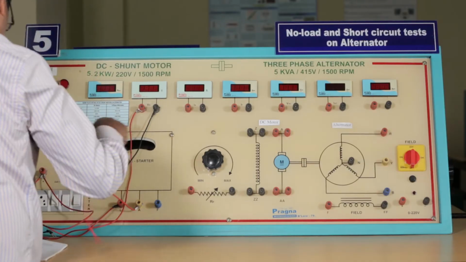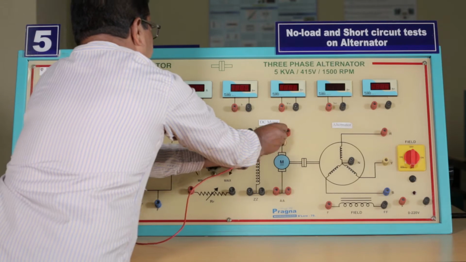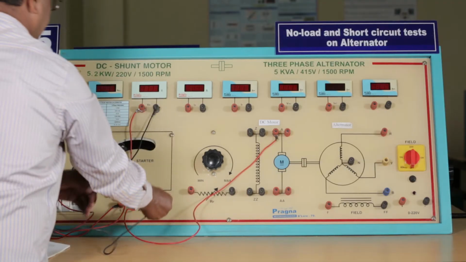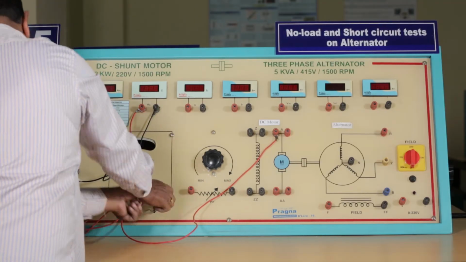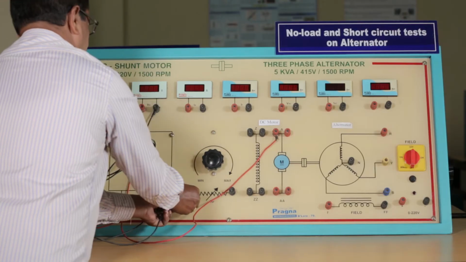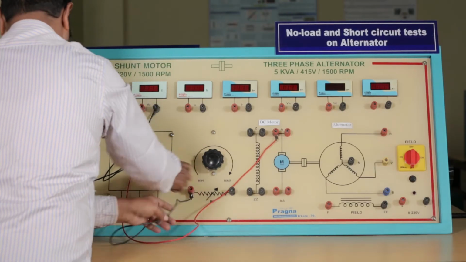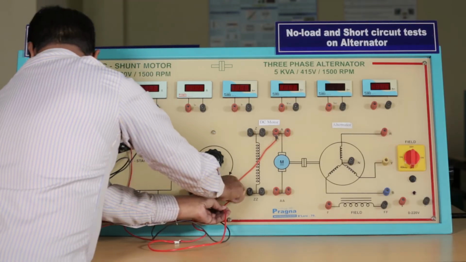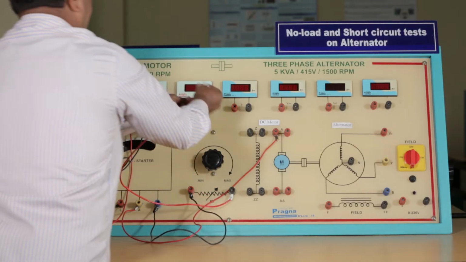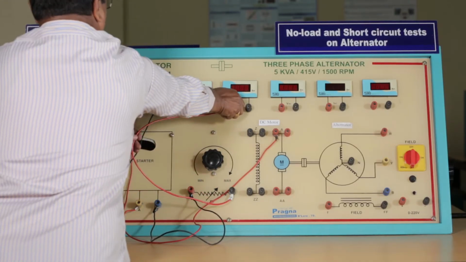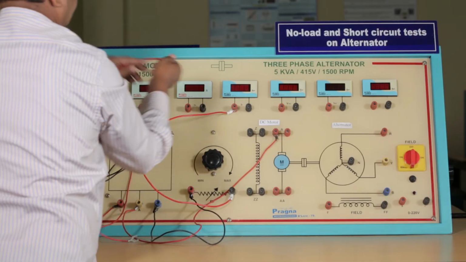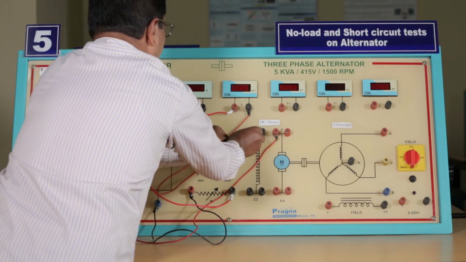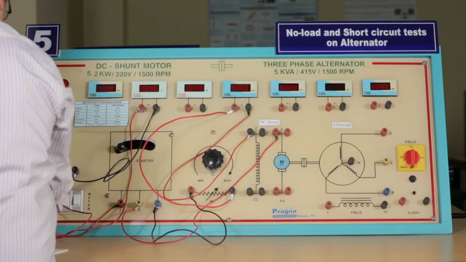The armature terminal of the DC starter is connected to the armature of the DC motor. The field terminal of the DC starter is connected to the minimum point of the field rheostat. The maximum point of the field rheostat is connected to the field ammeter. The negative of the field ammeter is connected to the DC field winding.